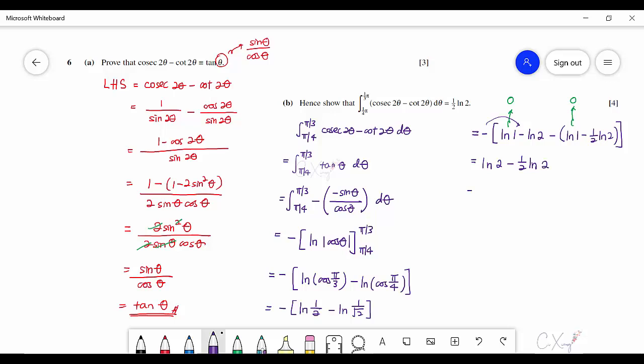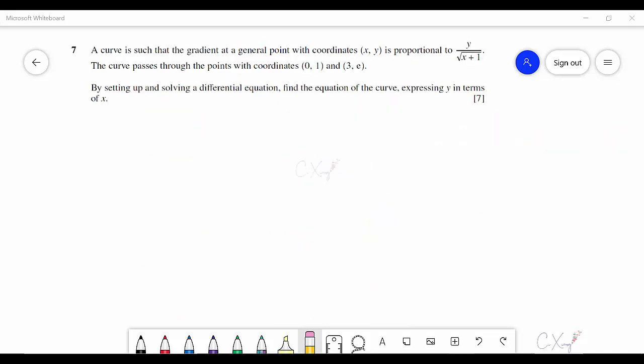Eventually, you take the ln 2 as an apple. Assume that this ln 2 is an apple, and this ln 2 is also an apple. You have 1 apple minus half an apple. So eventually, you have half an apple here, which is half ln 2. So this is how we prove the answer that they want us to show.